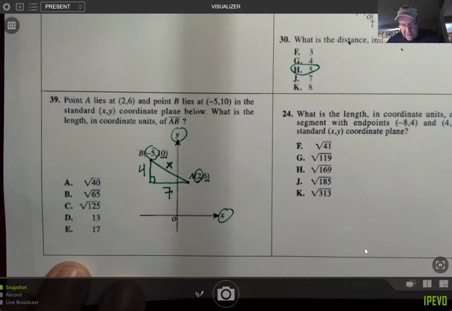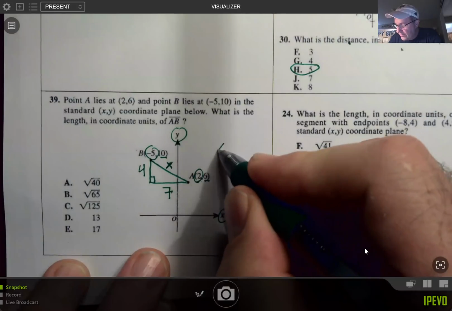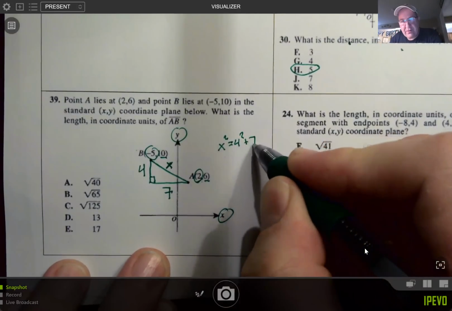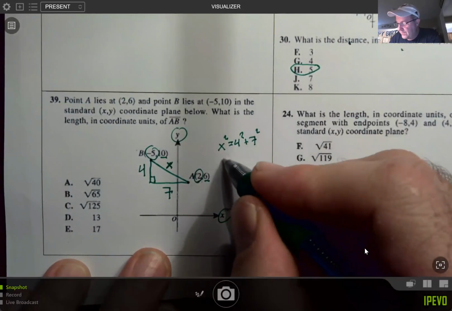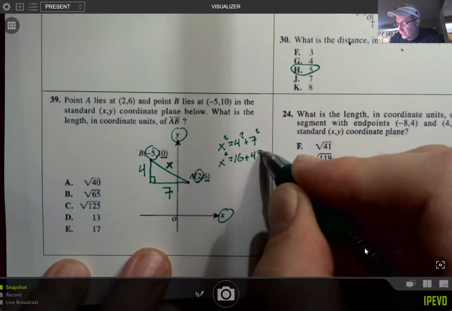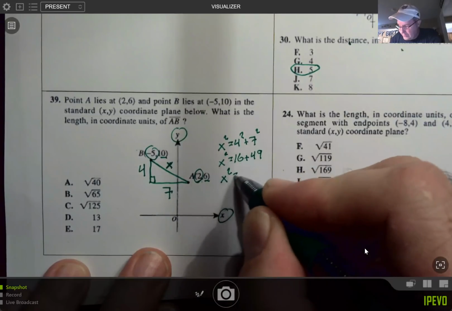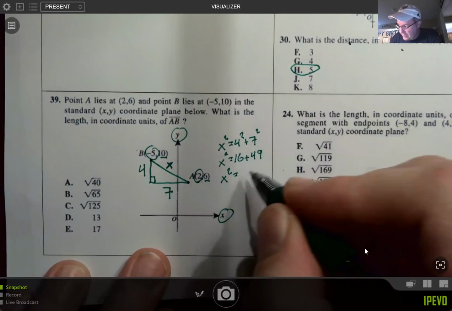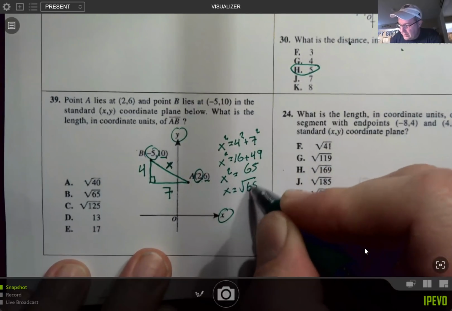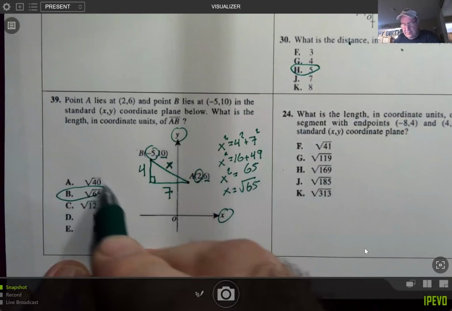So, trying to figure out what c is, or x rather. So I'm just going to do Pythagorean theorem. Bam. There it is.